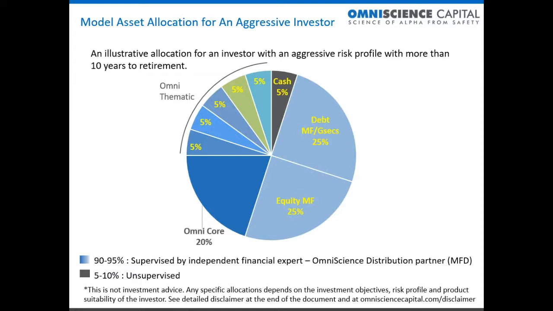About 25% in debt mutual funds, GSECs, 25% in equity mutual funds, which you are probably already supervising for them. The new additions we are discussing are about 20% in OmniScience core portfolios and a lot of it in different OmniScience thematics.